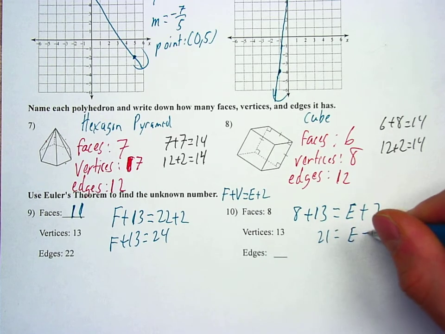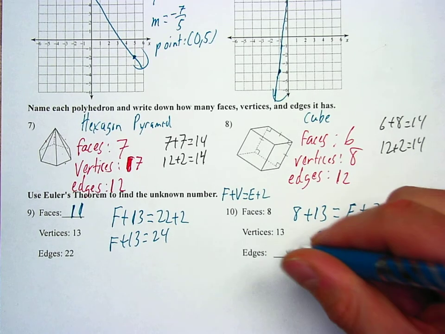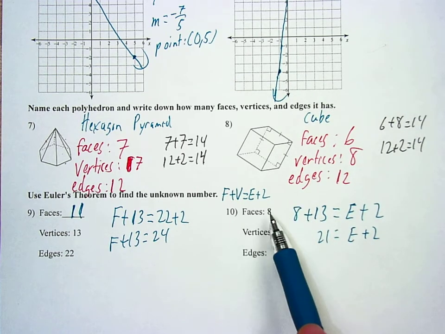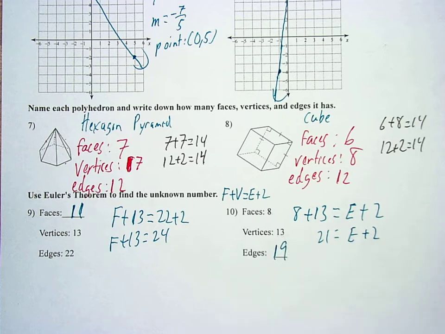And subtracting, in this case 2 from 21, there are 19 edges, and once again I can check my work. 8 plus 13 is 21, and 19 add 2 is also 21. The faces plus the vertices will always be equivalent to the edges plus 2.